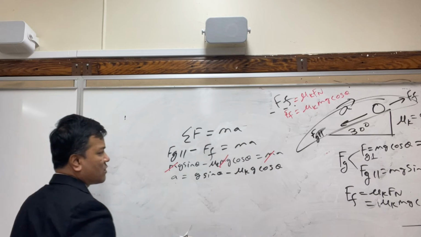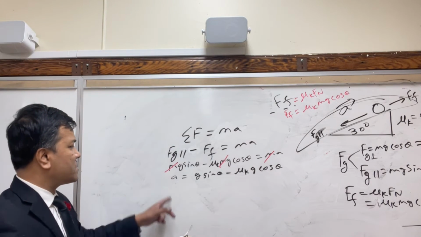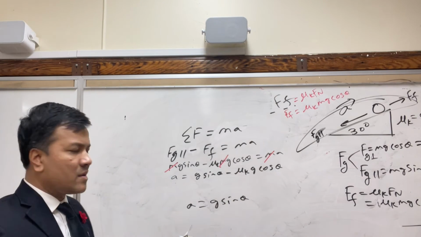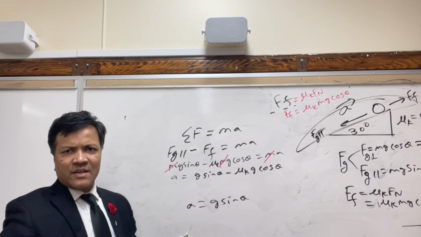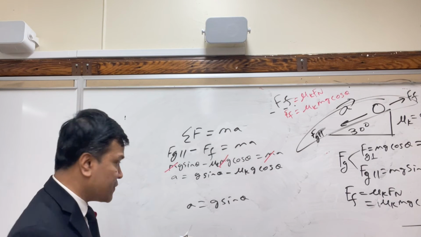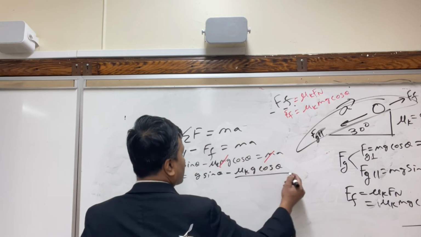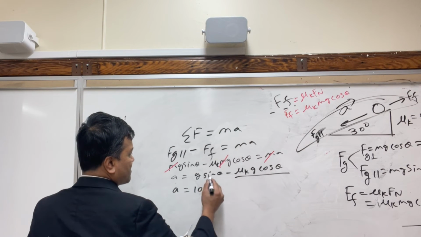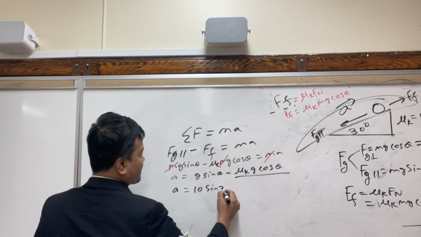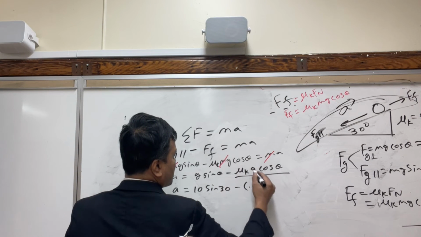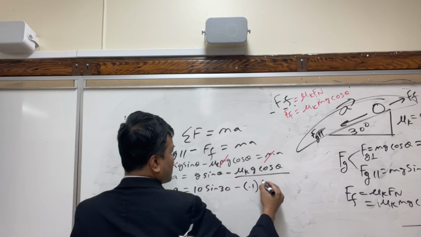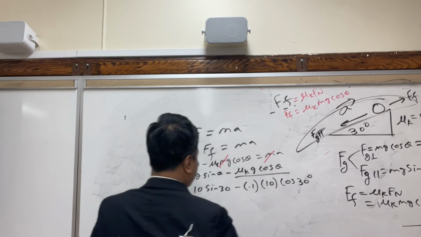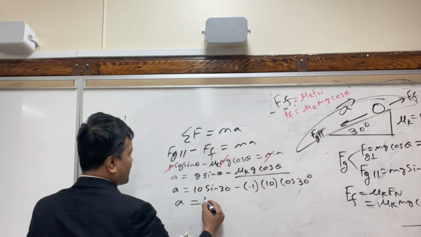So in the beginning I told you this acceleration is g sine theta. Why? Because I gave you the general equation when there is no friction. If there is friction, then you acknowledge the friction. Okay, now find it out. Let's use g as 10: 10 sine 30 degrees minus mu k 0.1 times g, which is 10 cosine 30 degrees. All right, so your acceleration is 4.